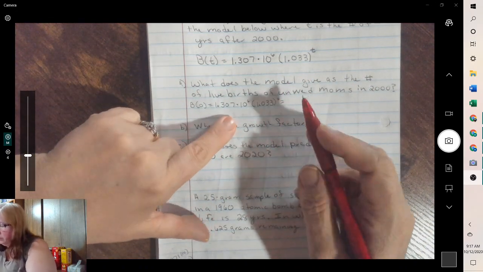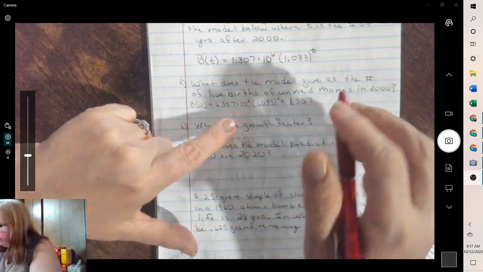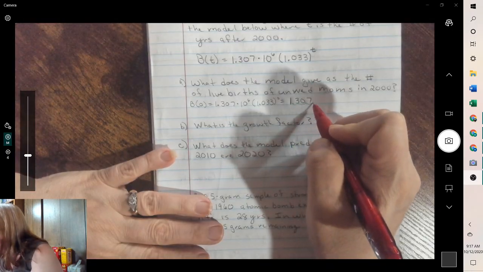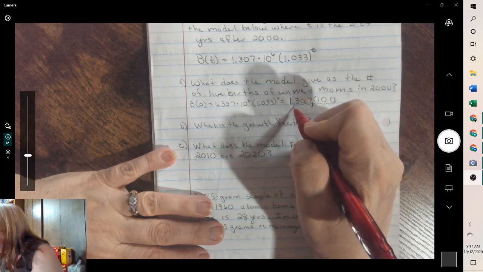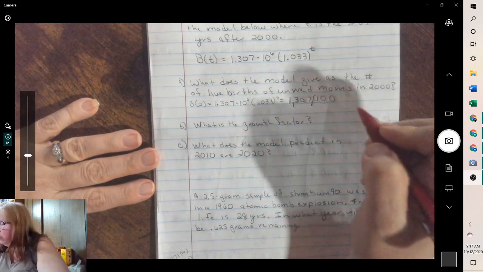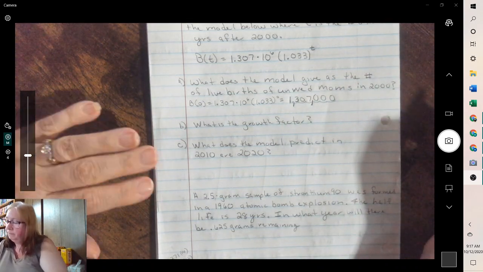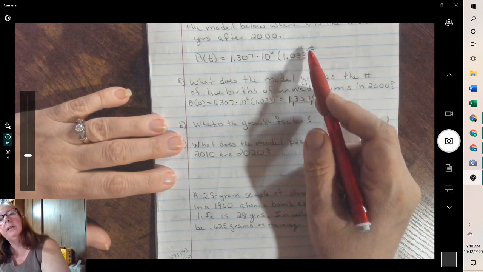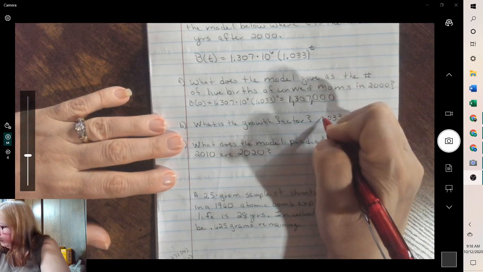Anything to the 0 power is 1. So this is 1.307. Now times 10 to the 6th is going to move us 1, 2, 3, 4, 5, 6. So there was 1,307,000 births in 2000 to unwed moms. The growth factor is the part that has the variable on it. And so the growth factor is 1.033.